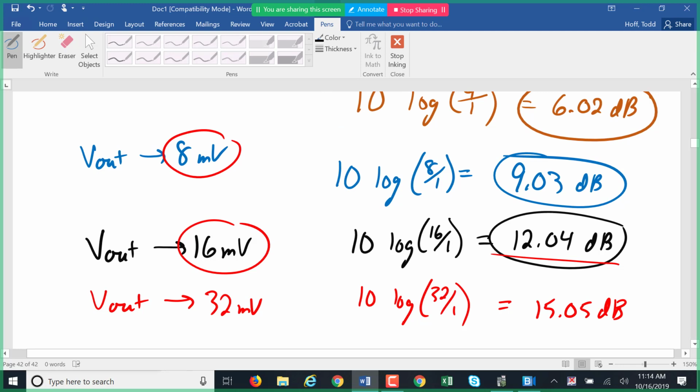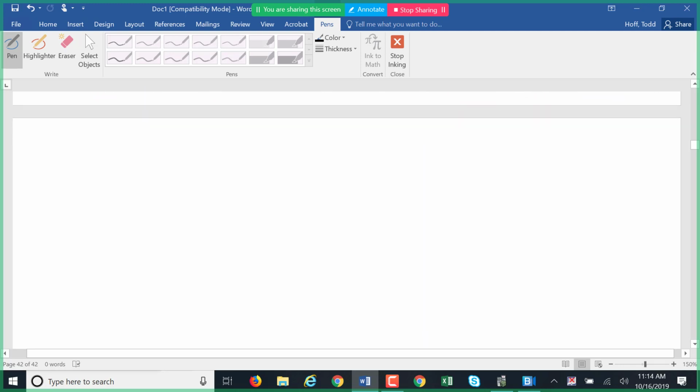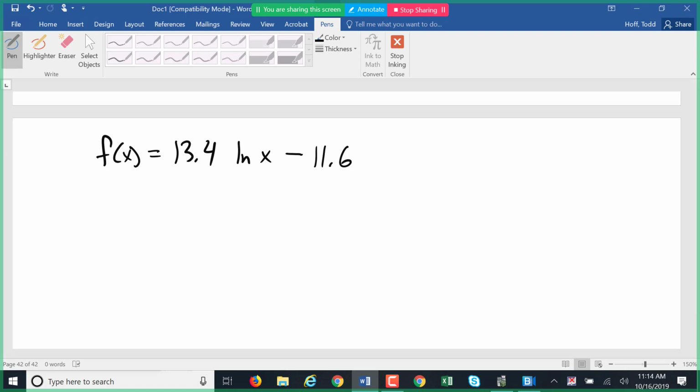Another application that we run into is temperature increase in an enclosed vehicle over time. Our function of temperature, and I'm throwing in numbers here, the 13.4 and the 11.6 are dependent upon the initial temperature within the vehicle and the temperature outside of the vehicle and the thermal properties of the vehicle itself. But this equation is a common equation used for describing temperature change.